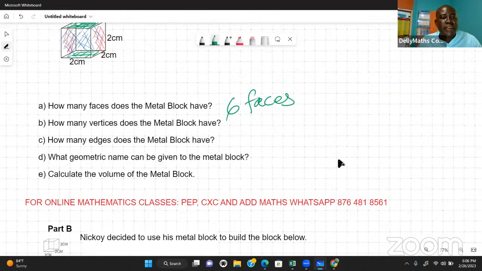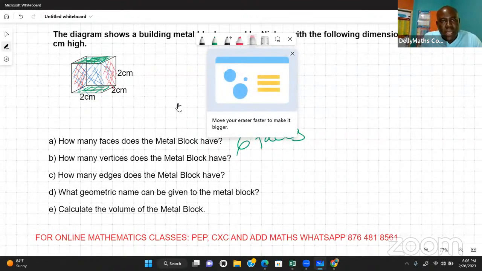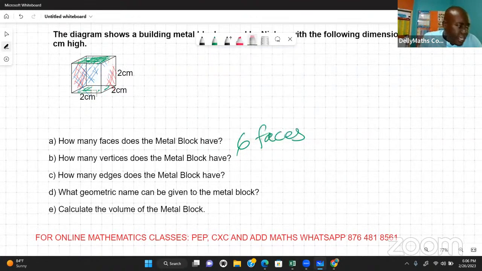Part B says, how many vertices does the metal block actually have? When we're talking about vertices, you're talking about the little bulgy points, the little spots that are actually bulgy. If you know the answers, you could respond to them.